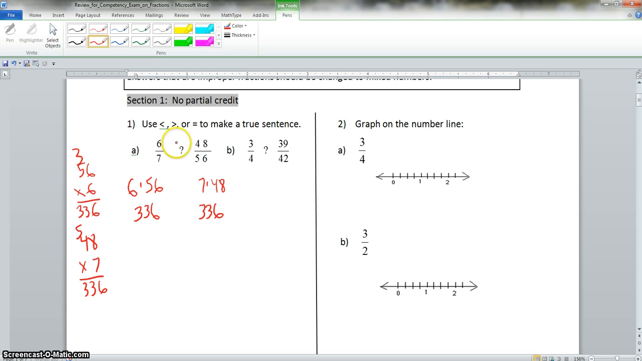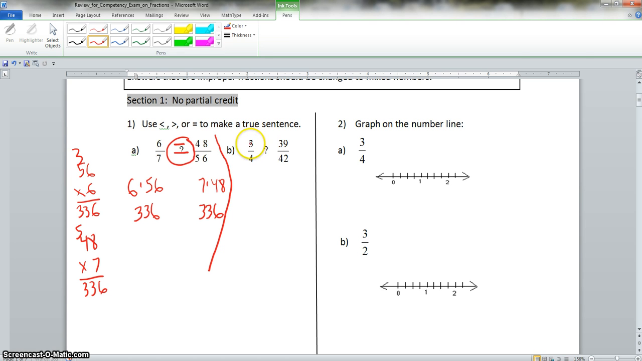So that means that these values, these fractions, are equal. So the equal sign would be your answer. Now we come here to B. I'm going to draw this little line to separate A from B. So we do the same thing.